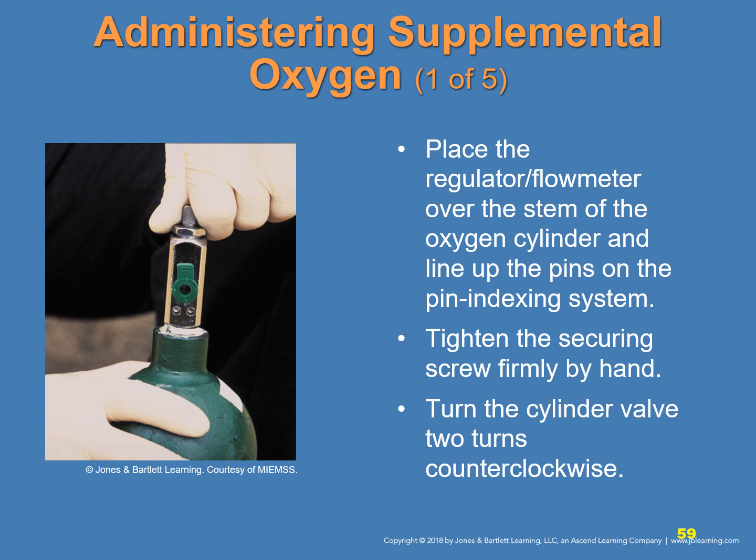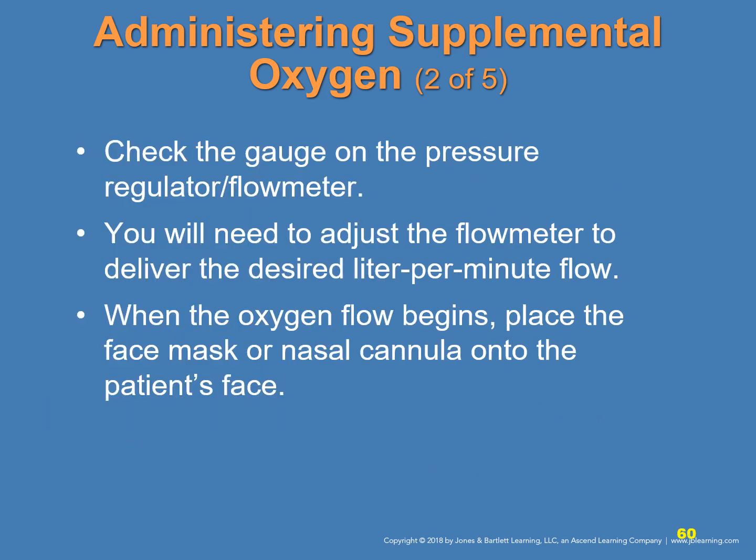Administering supplemental oxygen. Place the regulator flow meter over the stem of the oxygen cylinder and line up the pins in the pin indexing system correctly. Tighten the securing screw firmly by hand. Turn the cylinder valve 2 turns counterclockwise to allow oxygen from the cylinder to enter the regulator flow meter. Check the gauge on the pressure regulator flow meter. To administer oxygen, you must adjust the flow meter to deliver the desired liters per minute flow of oxygen. When the oxygen flow begins, place the face mask or nasal cannula onto the person's face.